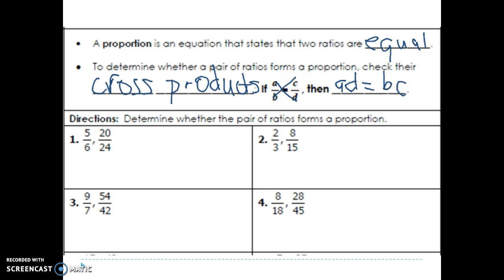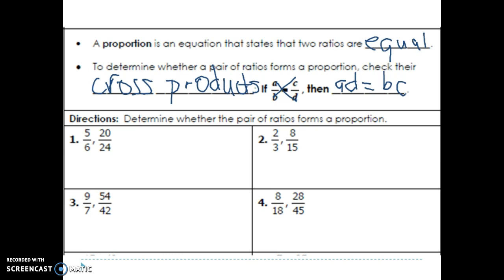And remember, with multiplication, we could rearrange those. We could say D times A equals C times B, and so on. We could flip those, as long as we're saying that the top of one multiplied by the bottom of the other is equal to the top of the other multiplied by the bottom of the first.